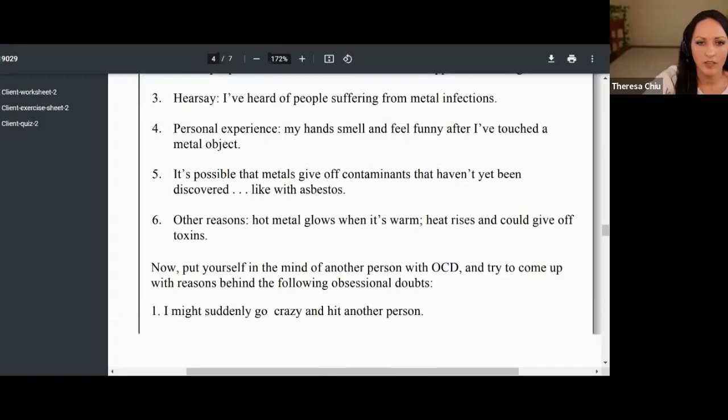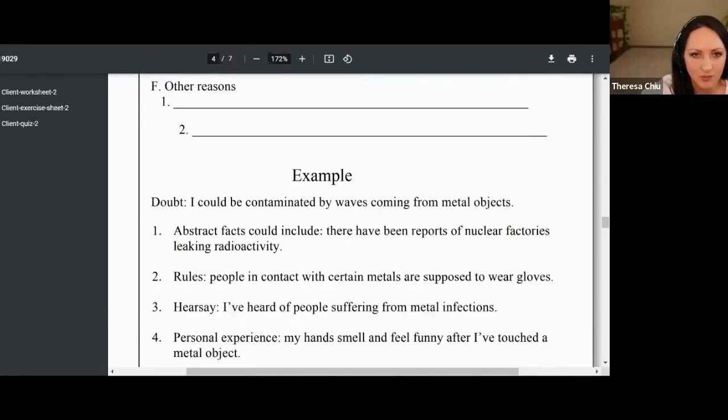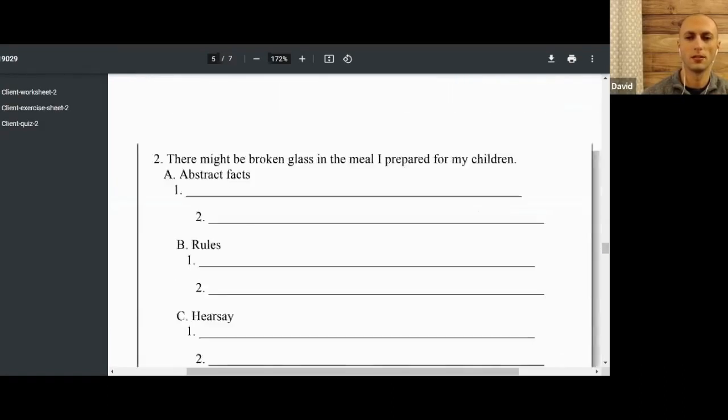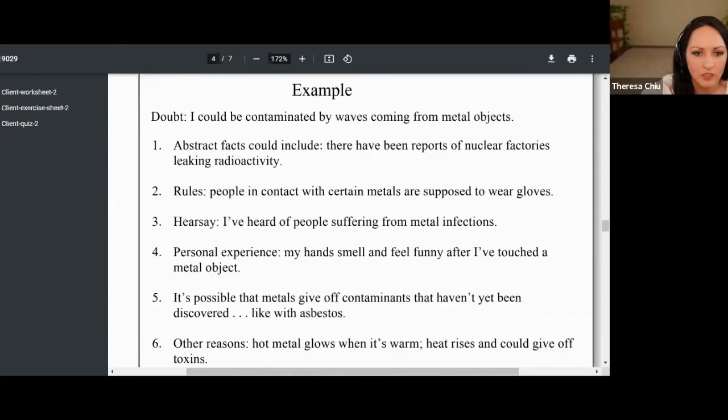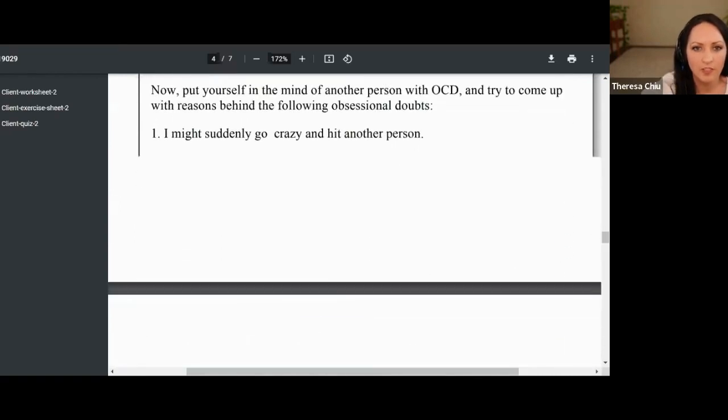I'm wondering if maybe now we can do, let me share my screen again. Can you see this screen where it says example? We're going to scroll down. We're going to put ourselves in the mind of another person with OCD, like we did last week with other examples. Sometimes we can understand OCD from our personal experience, but it also gives us context if we look at someone else's experience.